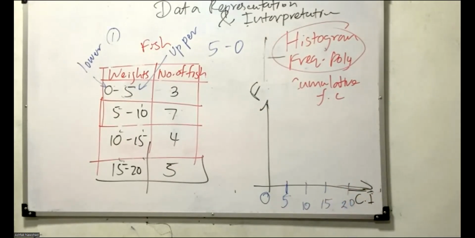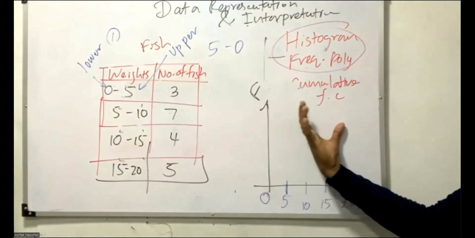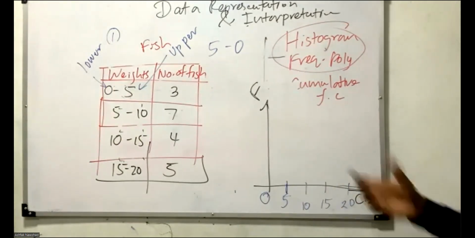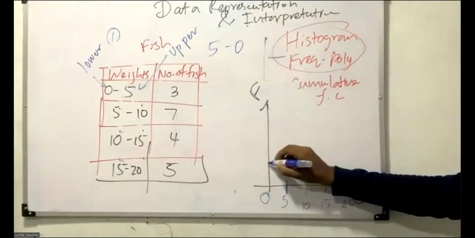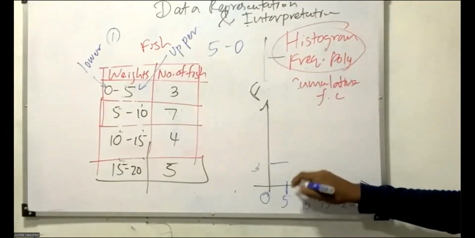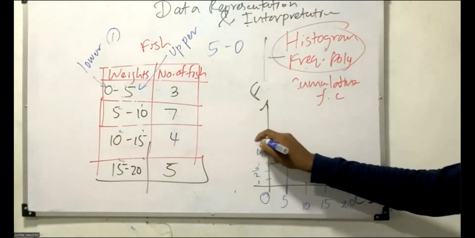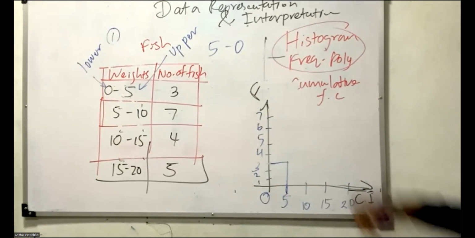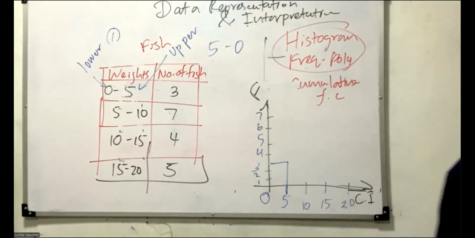So what we are doing is just reading this table, trying to understand it, and representing it in a graphical form. That's it. This is similar to a bar graph. Between 0 and 5, how many fish are there? 3 fish. So we mark 3. We can mark the frequencies like this: 3, 4, 5, 6, 7. There are 3 fish. Between 5 to 10, look at the table and just type. How many fish?